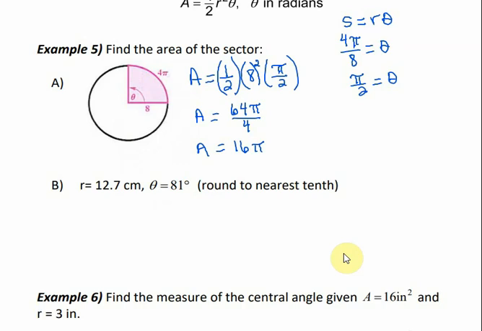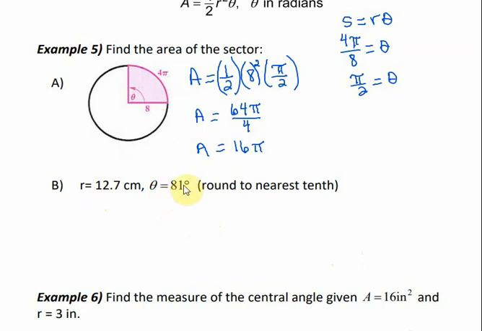Okay, in the next example, we have the radius, and we are given the angle measure. We didn't have the angle measure here, so we had to find it, but they gave us the angle measure in degrees. So again, we have to make sure that we change that to radian measures first before we put it into the area formula.